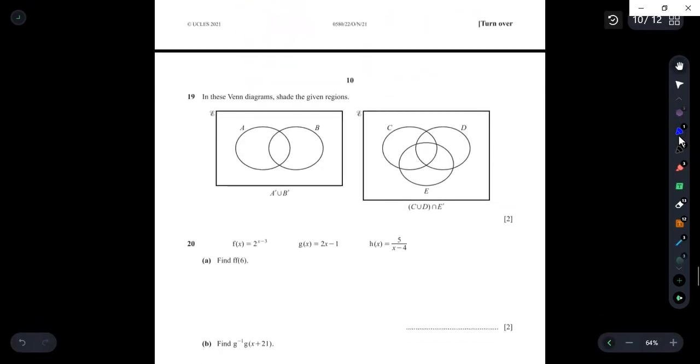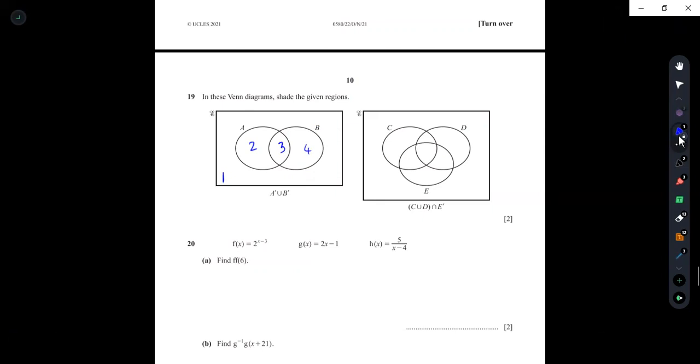In these Venn diagrams, shade the given regions. A complement union B complement. So for the shading, what we can do is, first of all, identify all the different areas which are there on our diagram. Usually I label them like this: the area which belongs to none of the sets A and B, that means outside of A and B, let's call this 1. And this part of the diagram 2, 3, and 4. You can label in any way, writing A, B, C, D, 1, 2, 3, or any other way.